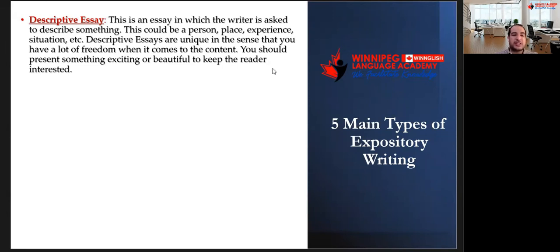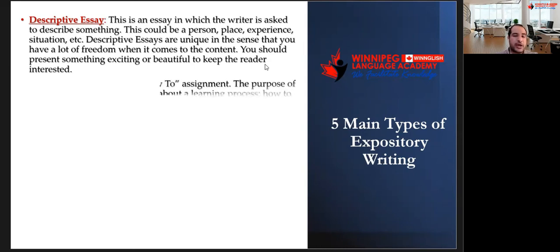So you should present something exciting or beautiful to keep the reader interested. And here we come to the descriptive language using metaphors. Sometimes you could use personification. Sometimes you should use lots and lots of adjectives and adverbs related to what you're writing.